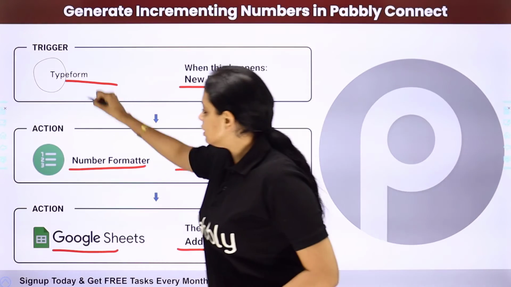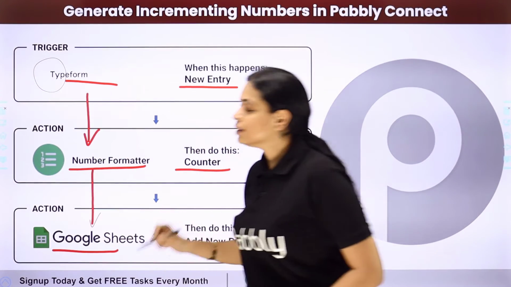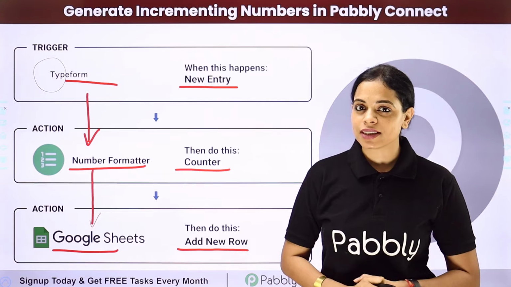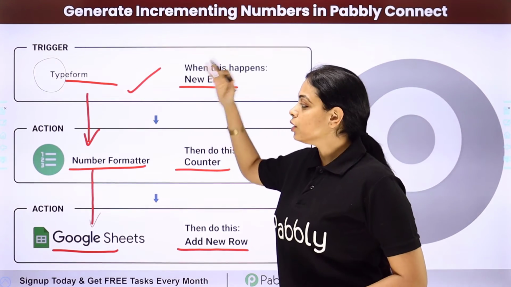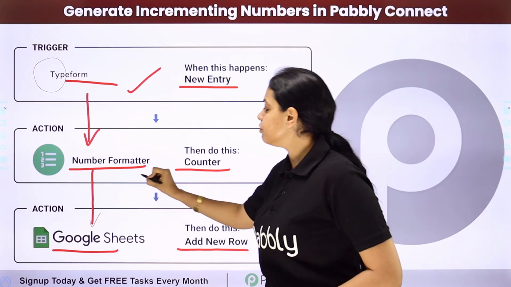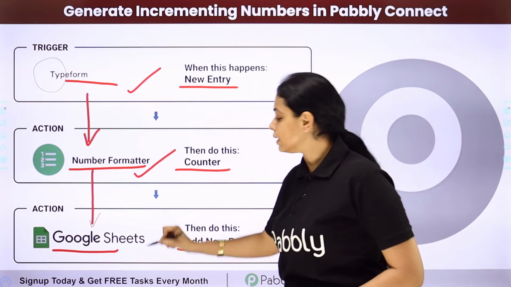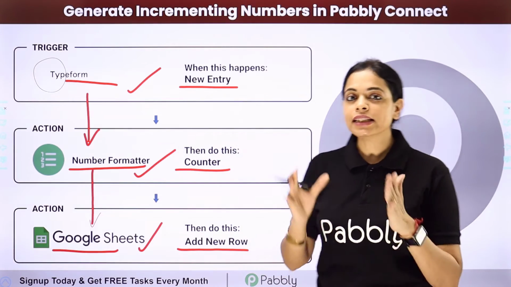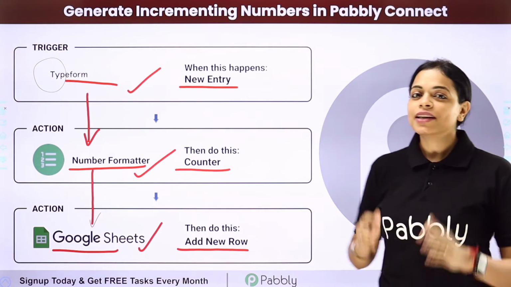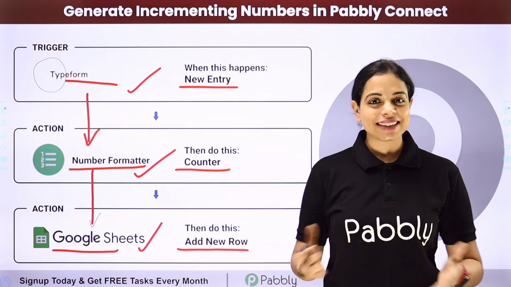For this, we will have to integrate these applications, and the same thing can be done using Pabbly Connect software. So here your trigger application will be Typeform, then your action application first will be a feature by Pabbly which is number formatter, and then Google Sheets. Now, how can you integrate and automate this entire process yourself? To understand that, let me take you to my screen.